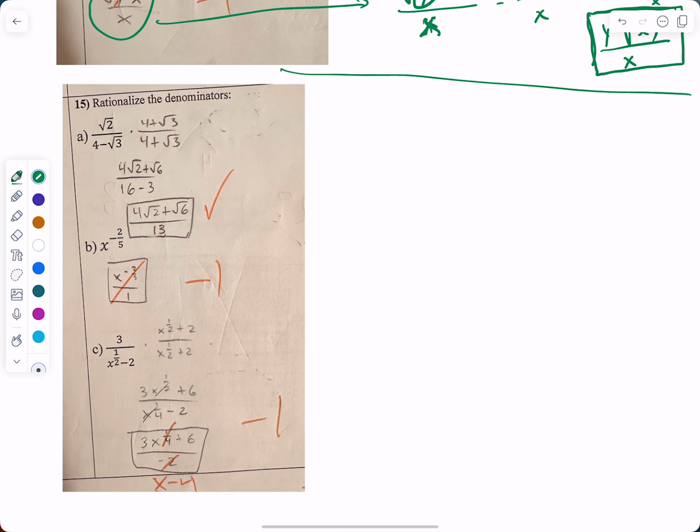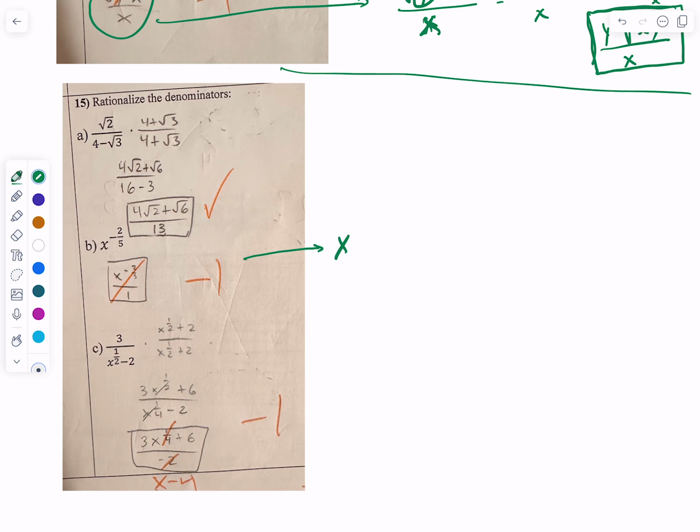All right, this next one. All right, this one's a little bit tricky. So let's tackle this guy. So we have x to the minus 2/5. Well, we know that that's the same thing as 1 over x to the 2/5. Now we can't have fractions on the bottom.